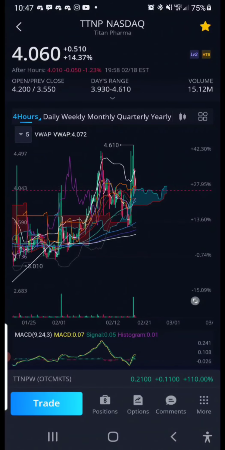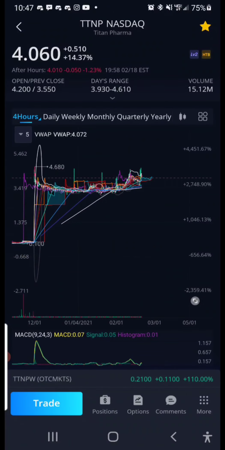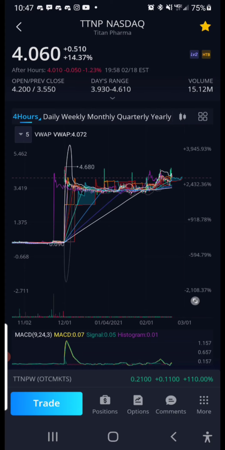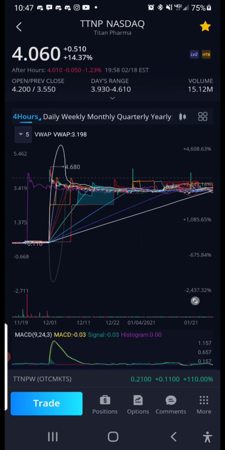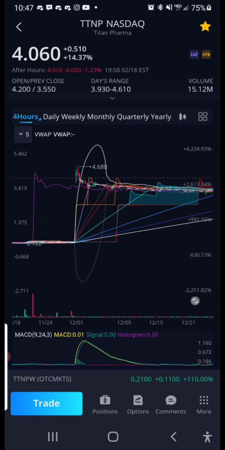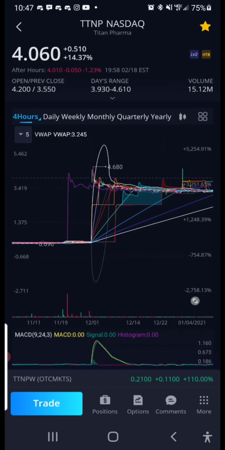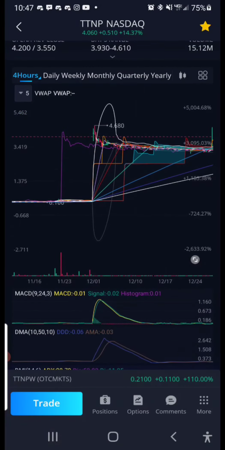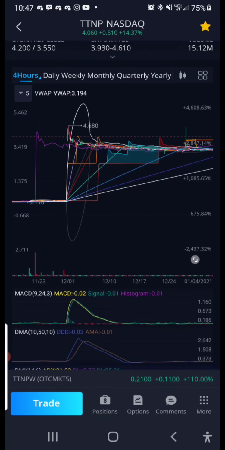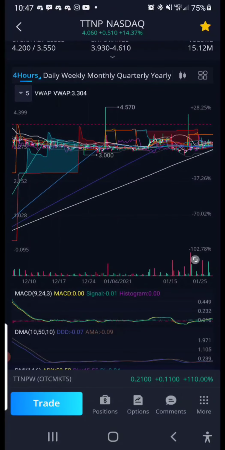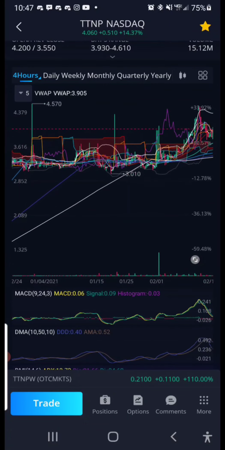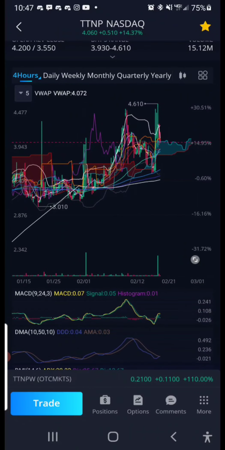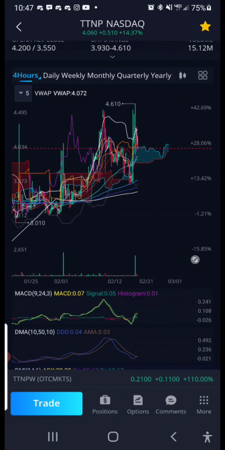Check out the 4-hour chart. We got a lot of nice volume picking in. Wow, look at this. That was the split right there. See how it went from like 10 cents to $4.68. Now it started just holding on in there. Now we've got some good buying volume coming in.